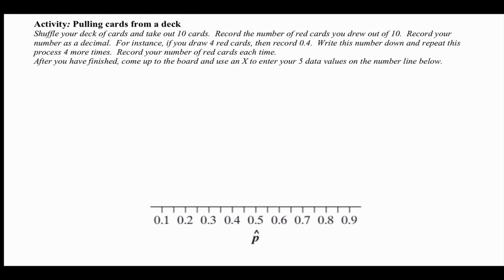Change that number into a proportion. What proportion of the cards you have in front of you are red? So like I have 3 red, so my proportion would be 0.3. Okay, 0.3. So I'm going to write 0.3.